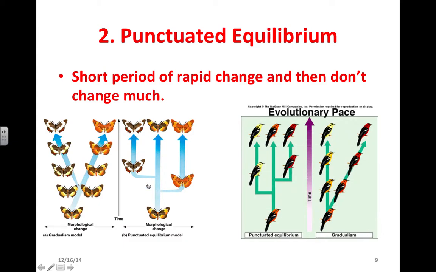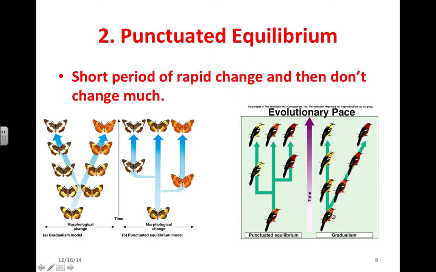Take one more look. Birds. We have this orange blackbird. And through a short period of time from here to here, it turns yellow. And then all of a sudden it stays yellow. Not much change anymore. And then we go back to the orange bird again. Some of them stay orange. And then we get, in a short period of time, they turn red and stay red. Not much change anymore. That's punctuated equilibrium.